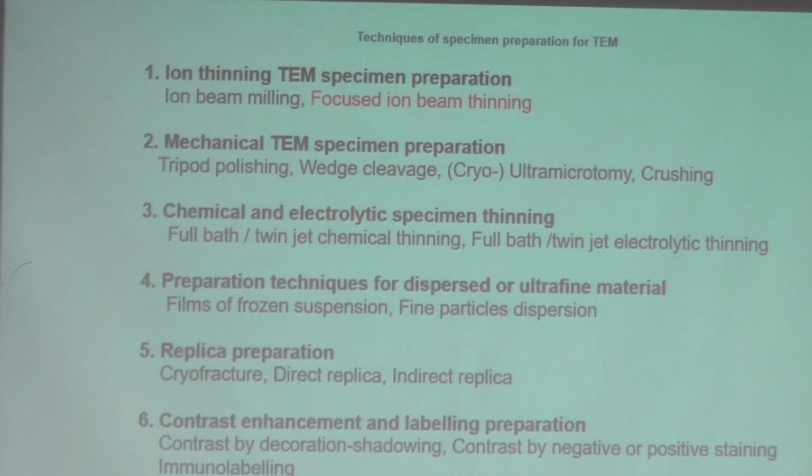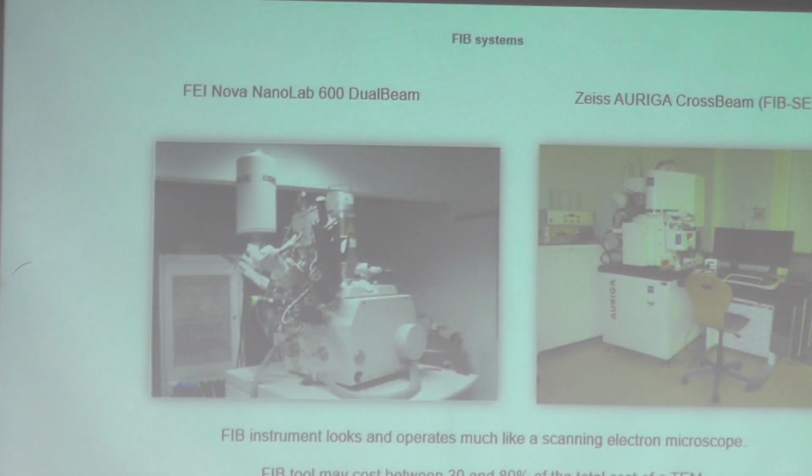So now let me go to the focused ion beam thinning. This is a very famous method used nowadays, but it's a very expensive method. It's not like an ion beam system. For ion beam milling you need a dimpler, also some stuff like diamond paste and a diamond saw system, and for focused ion beam milling you need special systems. They're called focused ion beam.